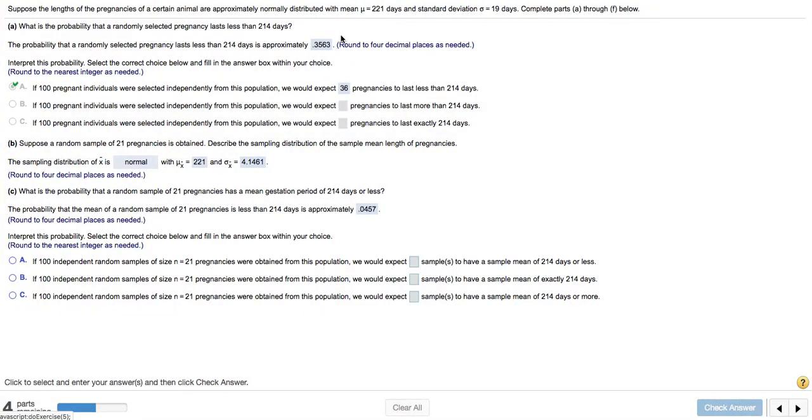So that dropped dramatically. It went from 0.35 to 0.04. But that makes sense. This number should decrease if we're talking about a sample of size 21. Similar question here.